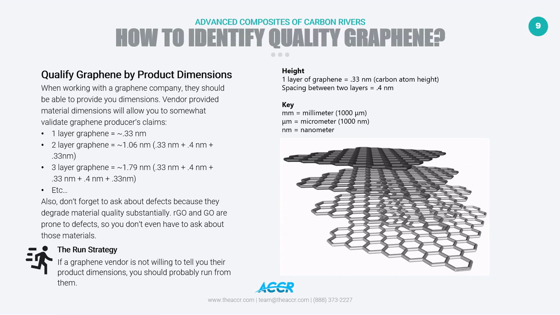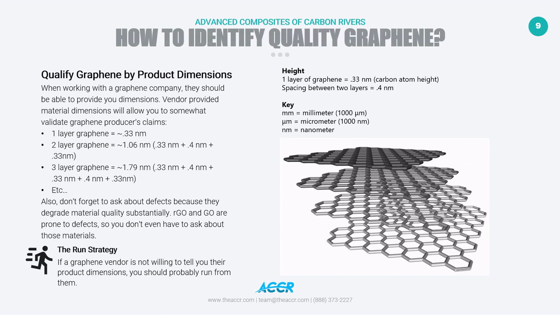So let's talk about scale first. You measure graphene in nanometers. There are 1 million nanometers in a millimeter. You can see this because there are 1,000 micrometers in a millimeter and 1,000 nanometers in a micrometer. A single sheet of graphene, also known as a monolayer graphene, is the height of a carbon atom, which is 1/3 of a nanometer in height approximately. The spacing between two layers of graphene is approximately 0.4 nanometers.